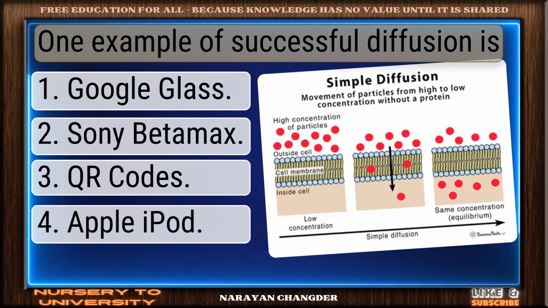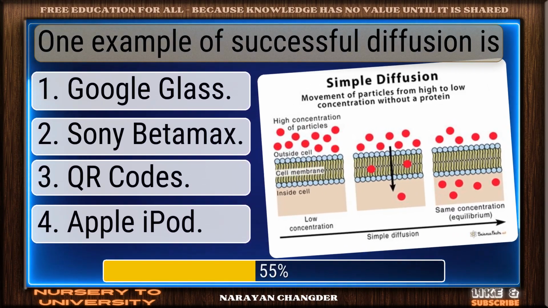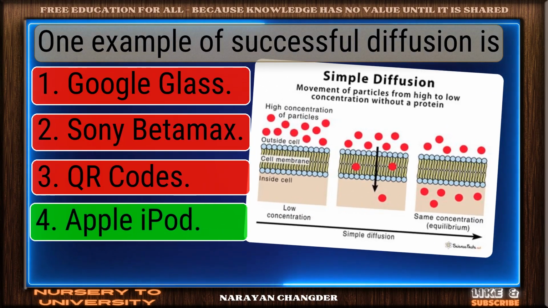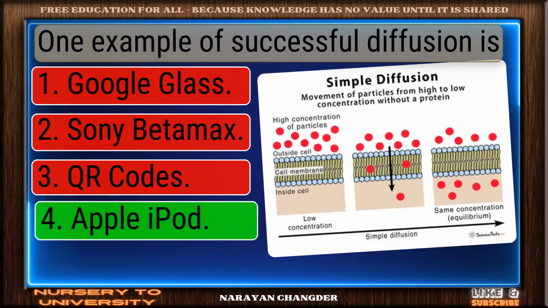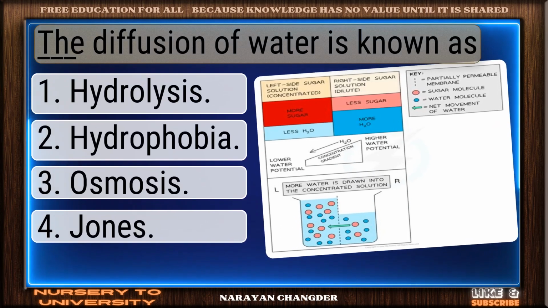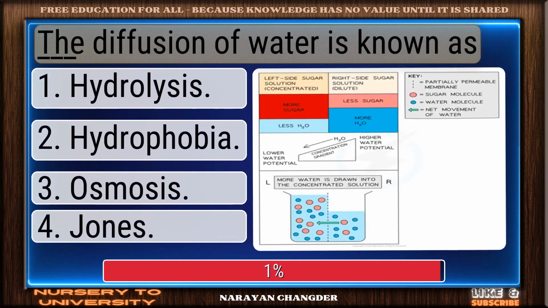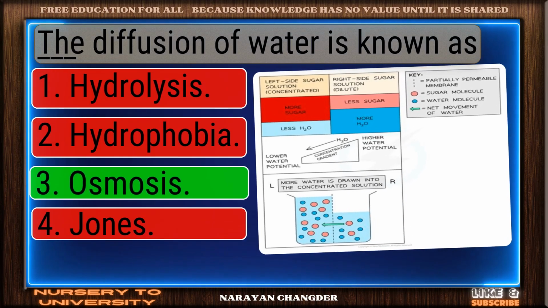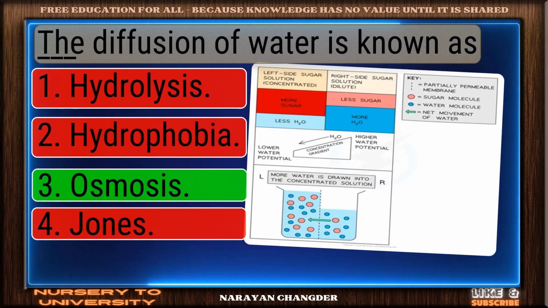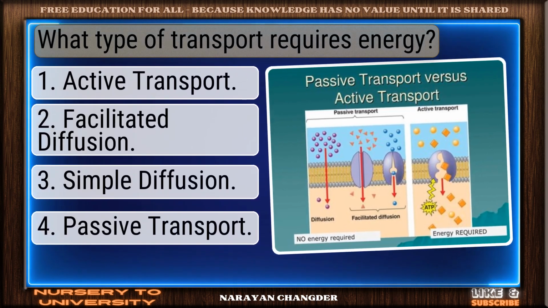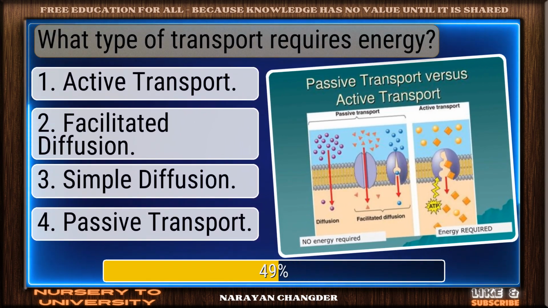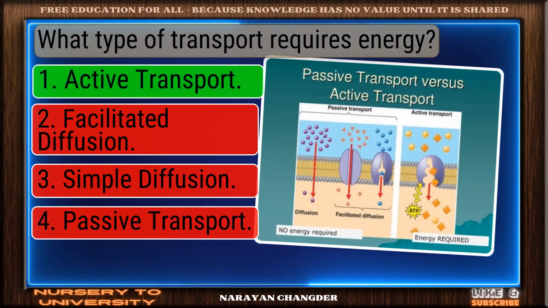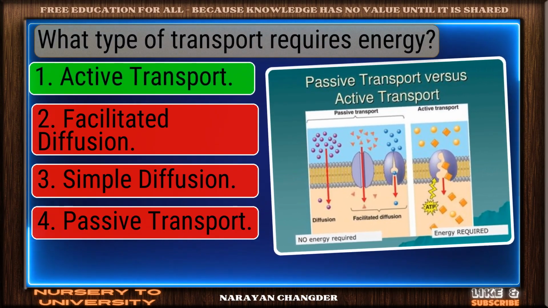One example of successful diffusion is. Clear logic. Your choice, Apple iPod, is sound and 100% true. The diffusion of water is known as dash. Excellent choice. Osmosis is the right answer. What type of transport requires energy? Solid response. Active transport is a valid choice.